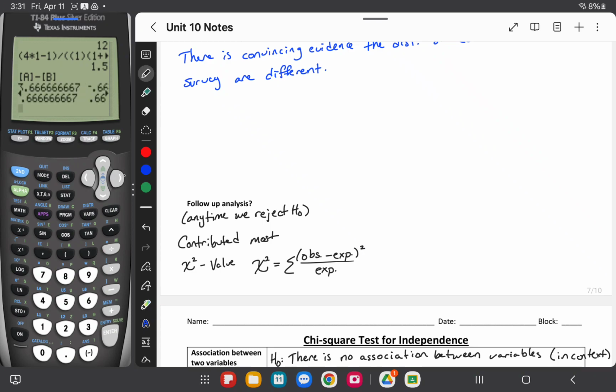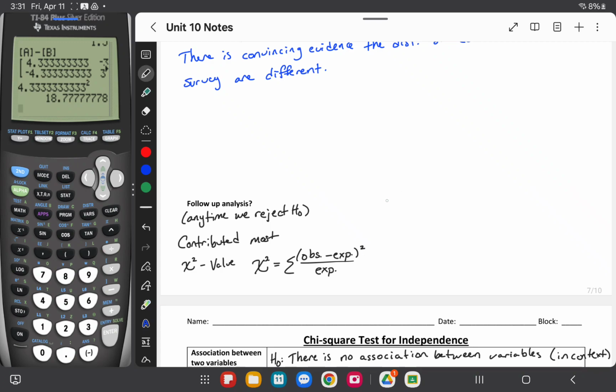So it looks like I had a difference of 4.3 in the first column, 3.6 in the second column, and then 0.6 in the third column. Next, I need to square each of those values. If I take the first one, which was 4.3 repeating, and square it, I'm going to get a total of 18.7 repeating, and then I still need to divide that by the expected for each of those.